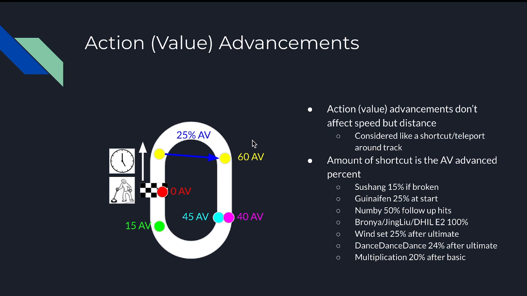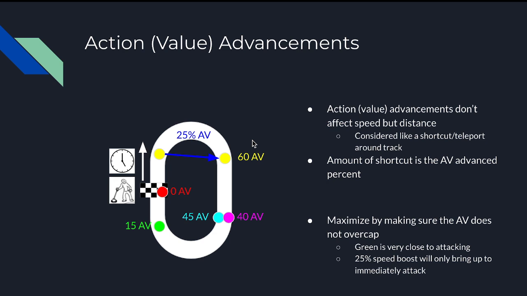Bronya, Jinglu, and Dan Heng Imbibitor Lunae, E2 of course, actually get 100% action value advance, so they immediately get to go. The wind set can give some after the ultimate, as does Dance Dance Dance, the light cone, and Multiplication after a basic attack. So there are all these ways that they can kind of jump around the track, and strategizing this is part of the maximization. You don't want to overcap your action value advances.